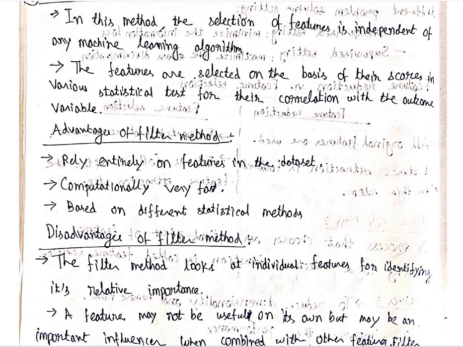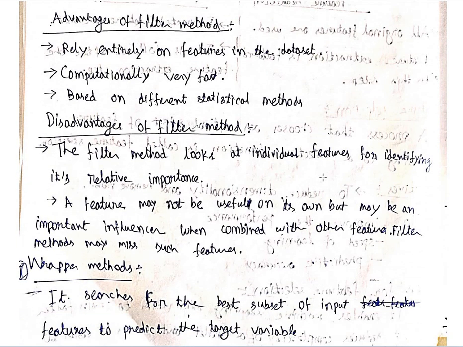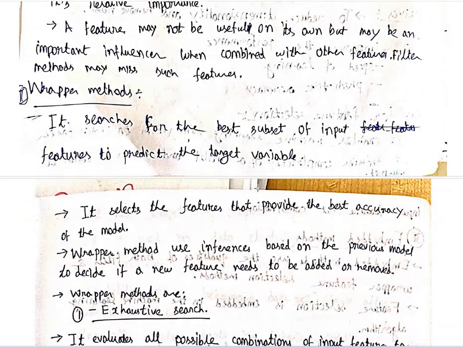The advantages of this filter method are that it relies entirely on the features in the dataset, not on the algorithm. It's computationally faster and it is based on different statistical methods. Disadvantages: it looks at individual features for identifying their relative importance. A feature may not be useful on its own, but when we combine it with some other features, it may be useful for our application.